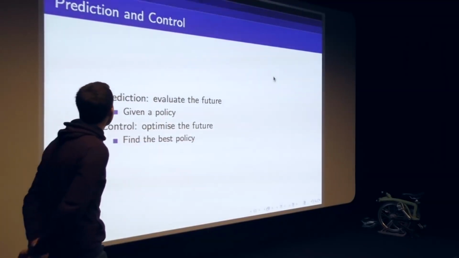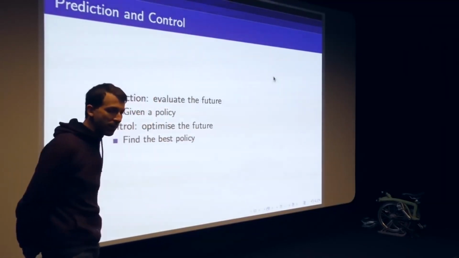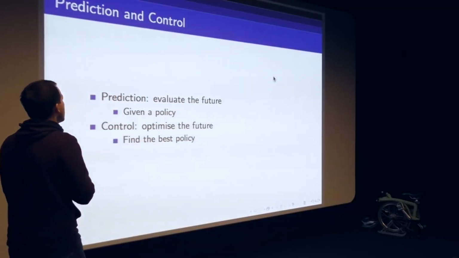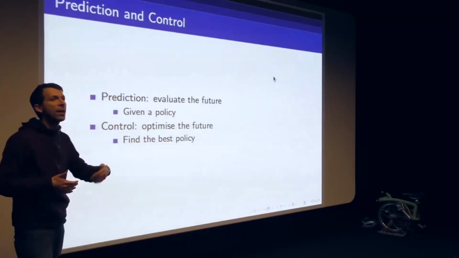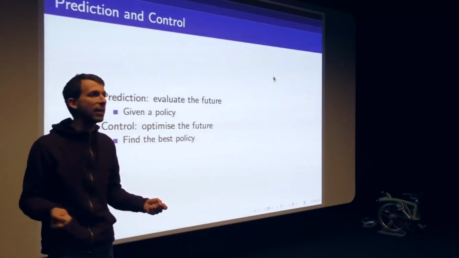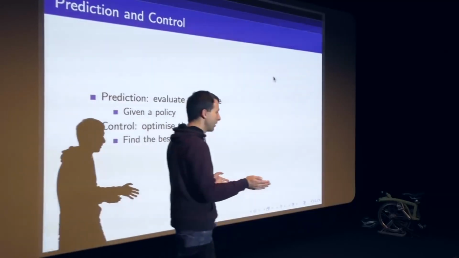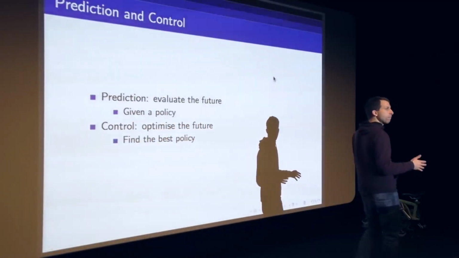The final problem I'll cover briefly is prediction and control. This is another distinction within reinforcement learning. Prediction basically means: how well will I do if I follow my current policy? Someone gives me a policy, and I ask, if I walk straight forward, how much reward will I get?